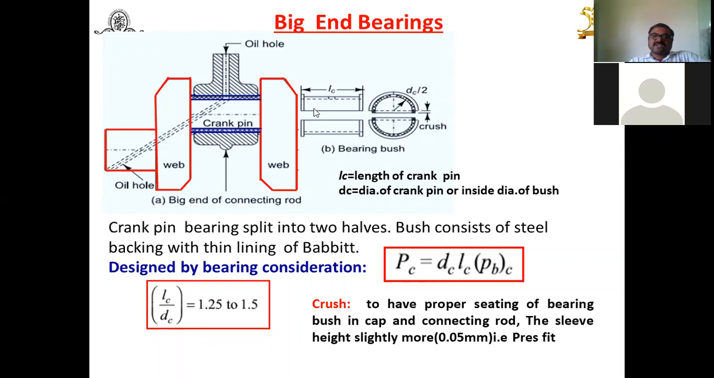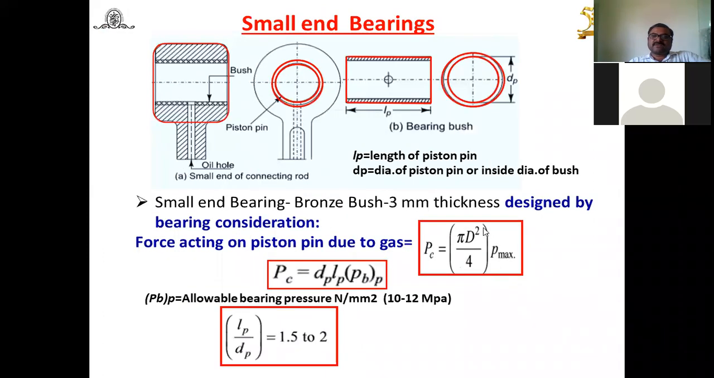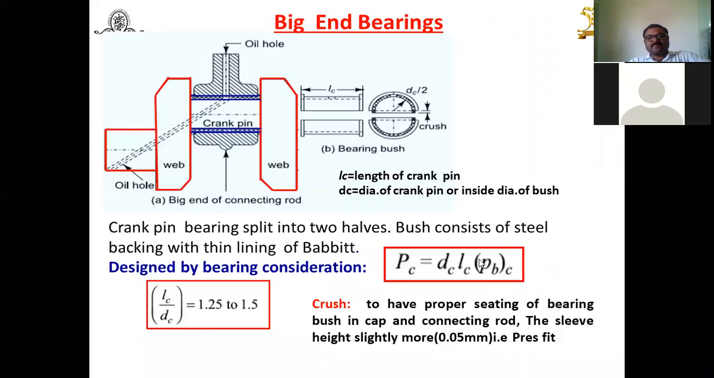Now here, what we have to do? Again, we have to find out the projected area, that means LC, and this diameter is DC. So you will get DC into LC as the area, into the pressure. You will get this force, which is equal to the gas force coming on this connecting rod. And gas force means pi by 4 into d square into P max. Same. That means you have to use the same logic as for the small end, for the big end also.